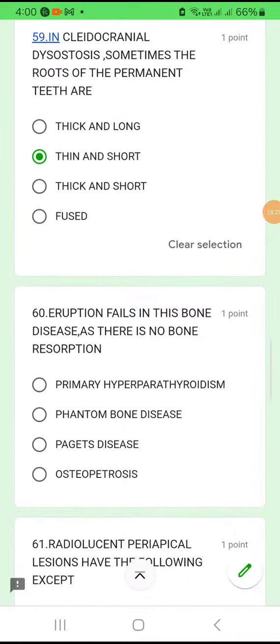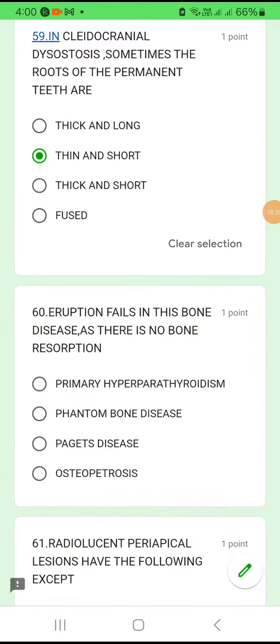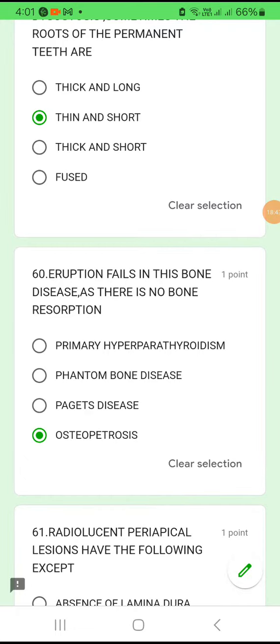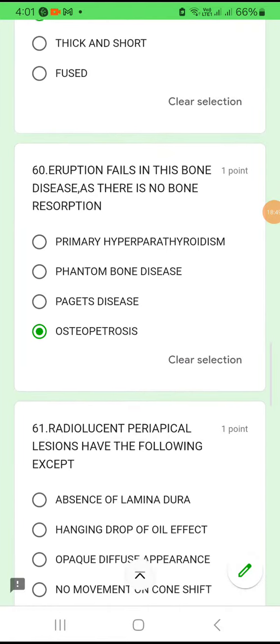Question number 60. Eruption fails in this bone disease as there is no bone resorption. So there is continuous bone deposition but no resorption in which disease? Among the options, in osteopetrosis, marble bone disease, there is continuous deposition of bone. The bone becomes like a marble. So marble bone disease or osteopetrosis.